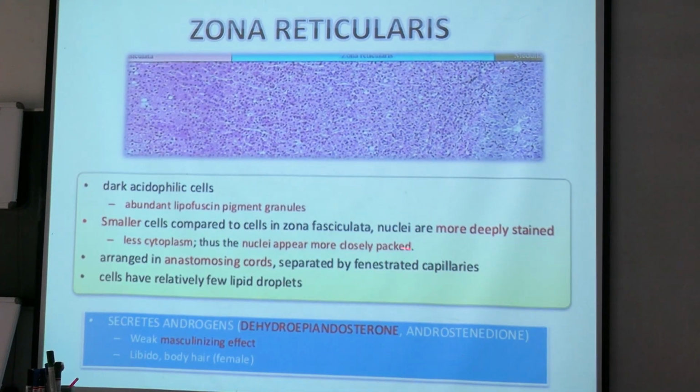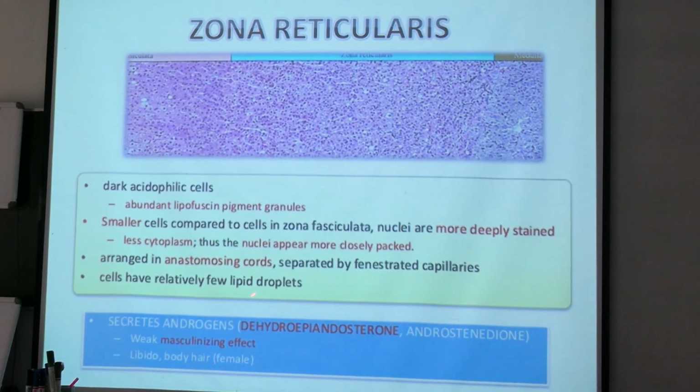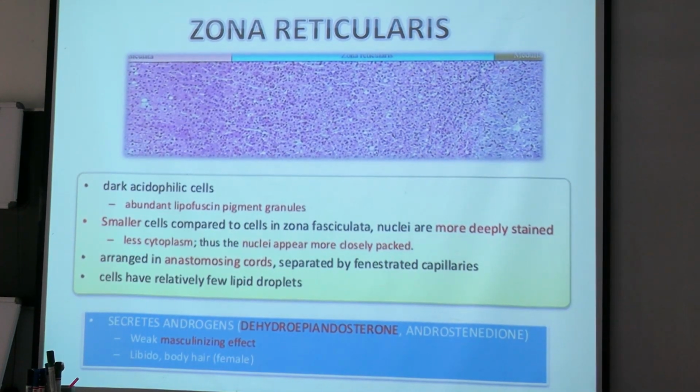Okay, and nuclei are more deeply stained. In fasciculata, nuclei were lightly stained. Here it is more deeply stained. Less cytoplasm, thus the nuclei appear more closely packed and arranged in anastomosing cords separated by fenestrated capillaries, and cells have relatively few lipid droplets.